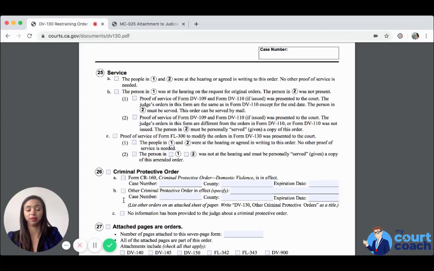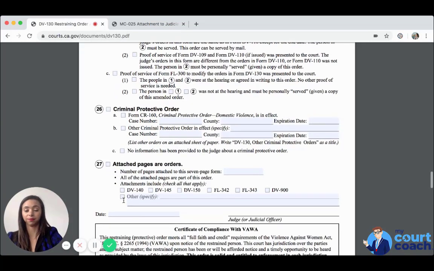Now, the proof of service form FL300 to modify the orders in form DV-130 was presented to the court, and this is if you filed a motion through the FL300, so that's your request for order to modify the orders that were in the original DV-130, your restraining order after hearing, and a proof of service showing that you've provided both of those documents to the other party, then the court has to check off that box. And then the people in 1 and 2 were at the hearing, so both parties were at the hearing and no further proof of service is needed. Or the people in 1 and 2 were not at the hearing and must be served a copy of the amended order.